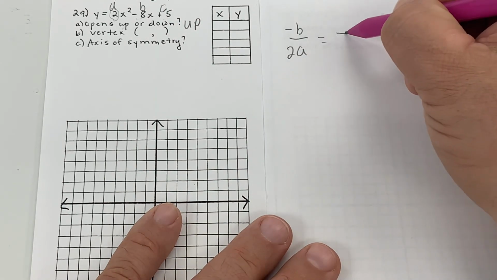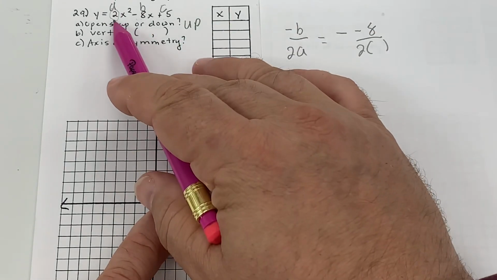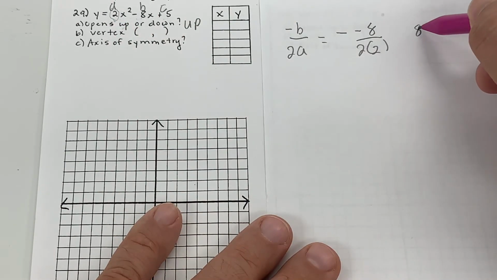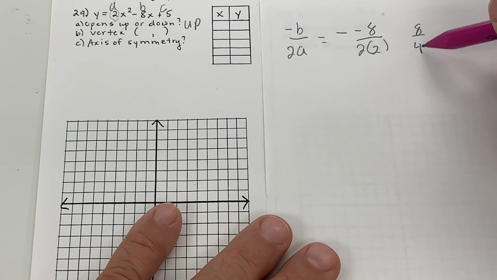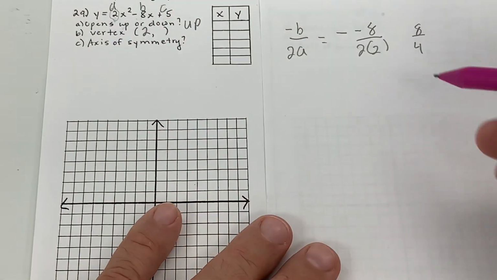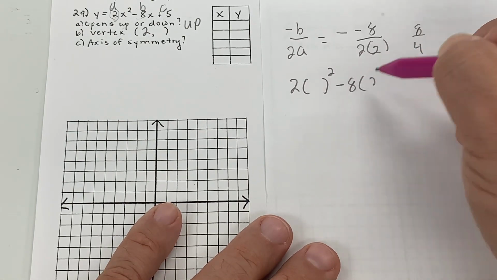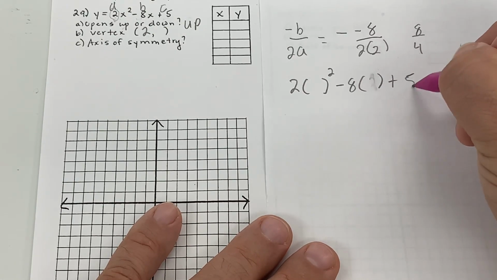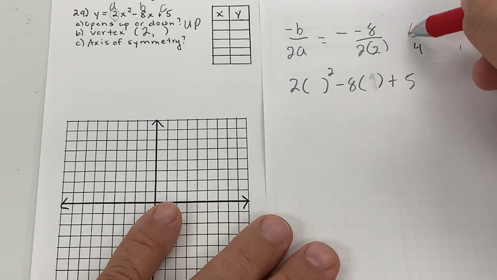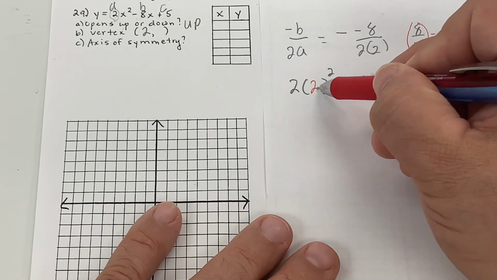So negative b would be negative 8 over 2 times whatever a is, and a is 2. So that's going to give me 8 over 4. 8 over 4 means my vertex is going to have an x value of 2. Now I want to take that 2 and plug it back into this equation. So 2 times 2 squared minus 8 times 2, plus 5. I'm going to plug that 2 back into this equation.